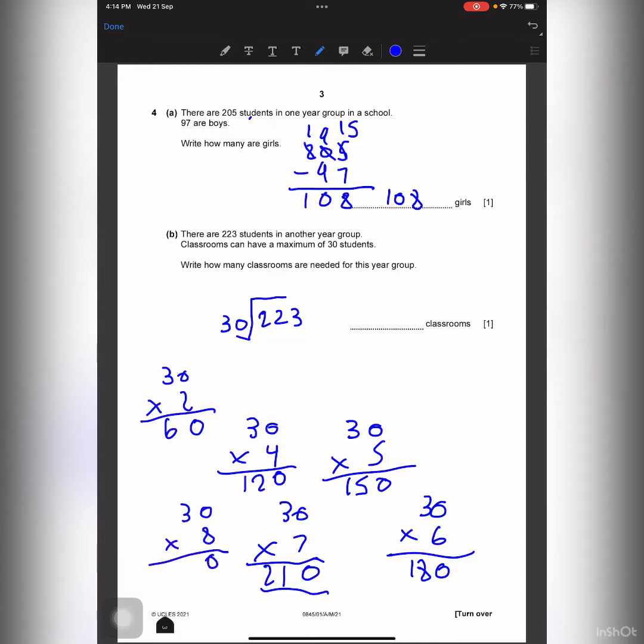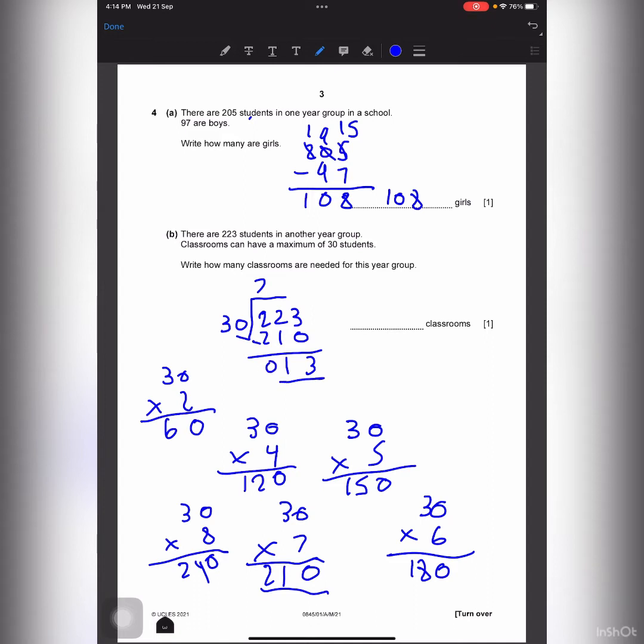0, 16, 17, 18, 19, 20, 21, 22, 23, 24. So 24 here. So our maximum we can do 7 times. So 7, 2, 10, 0. We're going to minus that. 210 minus. So this will be a 3, this will be a 1, and that will be a 0.